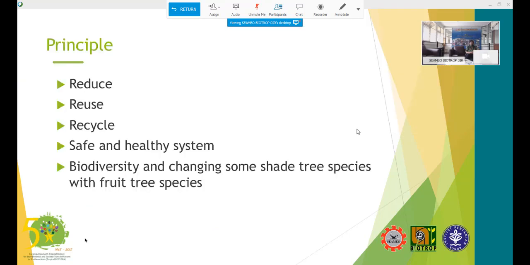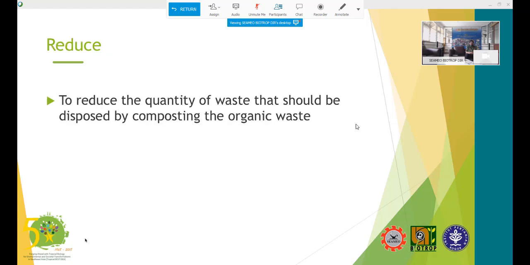Now the principles in urban farming are reduce, reuse, recycle, a safe and healthy system, biodiversity, and changing some shade tree species with fruit tree species. Reduce means to reduce the quantity of waste that should be disposed of by composting the organic waste.